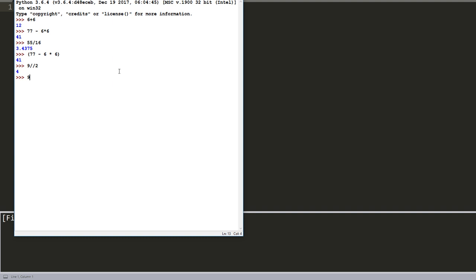If I write 9 exponent 2, we'll receive 81. That's the same as 9 multiplied by 9. And if I write 9 divided by 2, this operation finds what's left after division of one number by another.